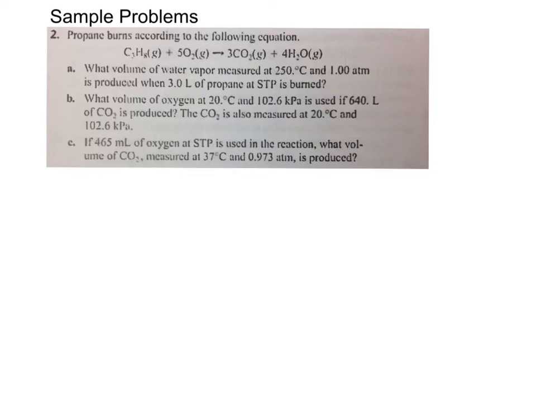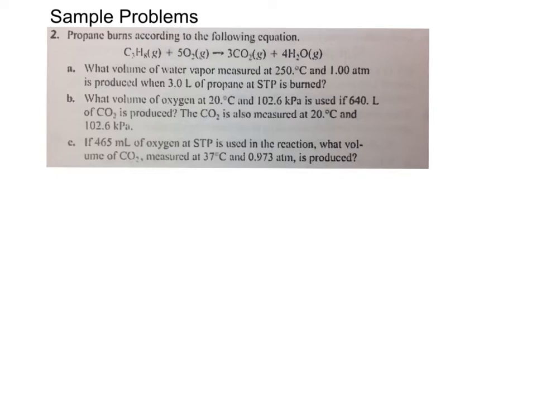Okay, Mr. Hunter, let's get started. It says propane burns according to the following equation: propane plus 5 oxygen yields 3 CO2s and 4 waters. They first want to know what volume of water vapor measured at 250 degrees Celsius and 1 atmosphere is produced when 3 liters of propane at STP is burned.